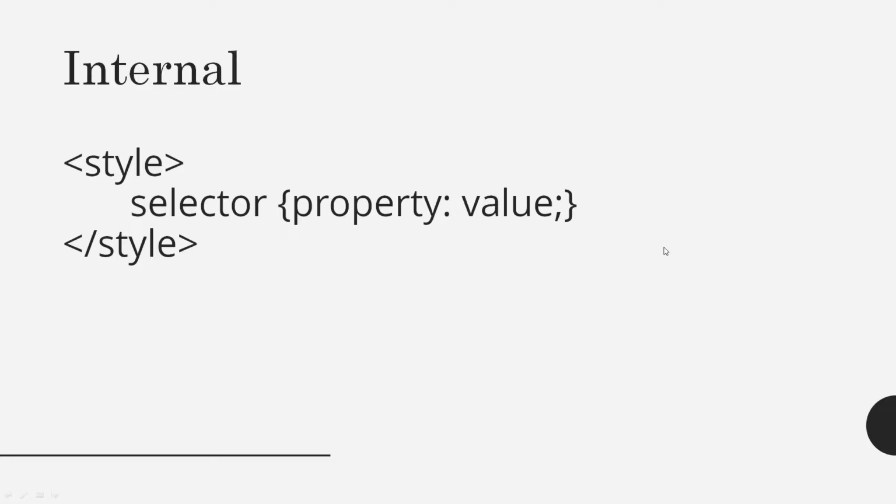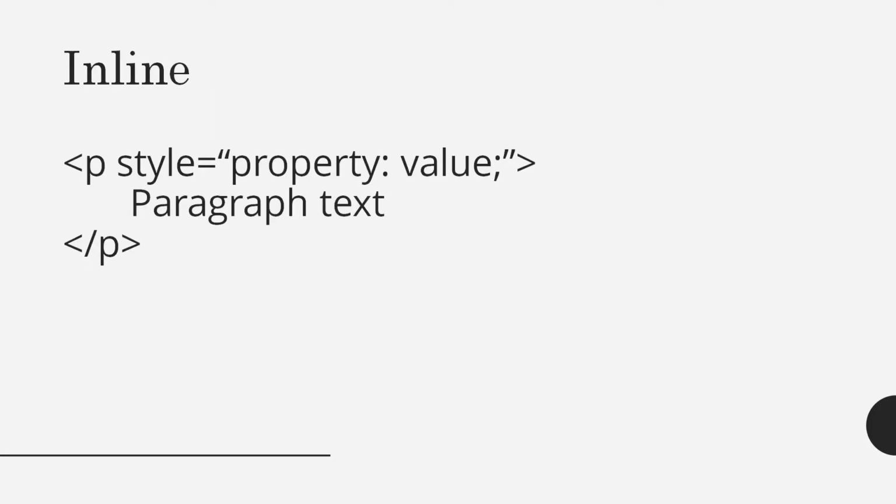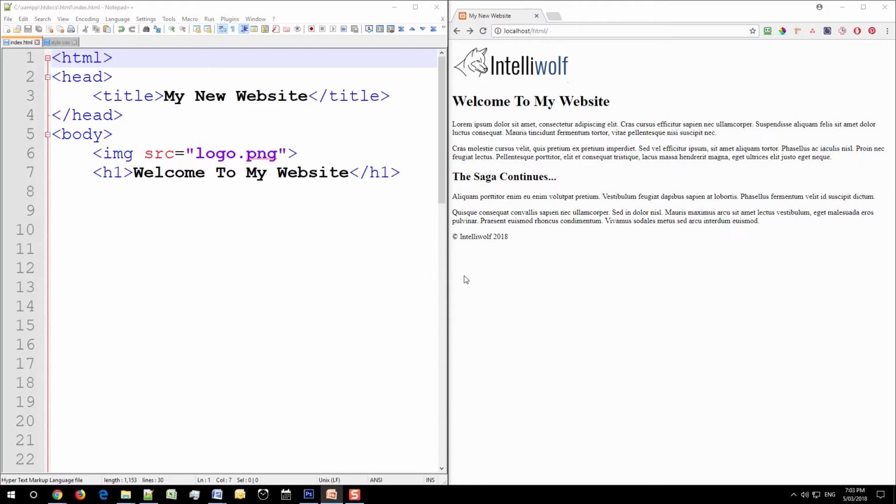Internal, we put into the head of the HTML file, enclosing it in style tags. External, we put into a file that ends in CSS. In this case, we've called it style.css, and then we link to that file in the head of the HTML document. And inline, we actually put into the specific tag, calling it with style equals and quote. So let's see them in action.